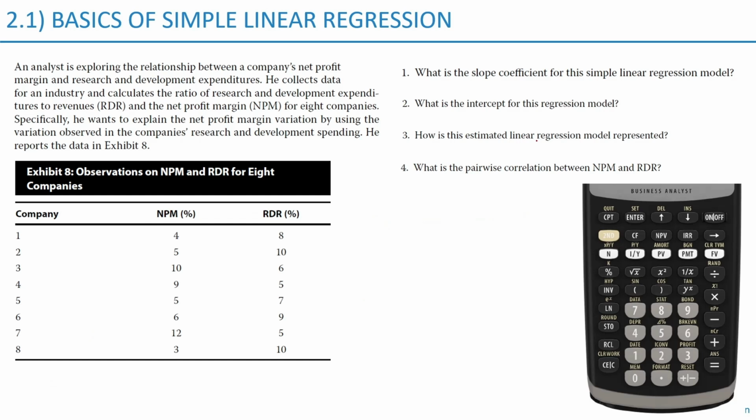Now let us see what the linear regression model looks like. So the estimated value of the dependent variable equals the intercept, which is 16.5, plus the slope coefficient multiplied by the value of the independent variable. And we have already found out the correlation between the two variables. The correlation was negative 0.842.